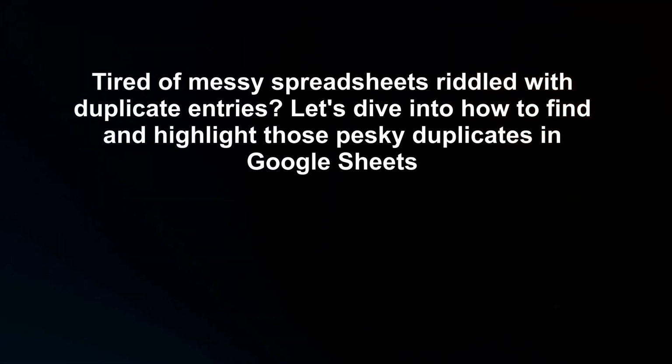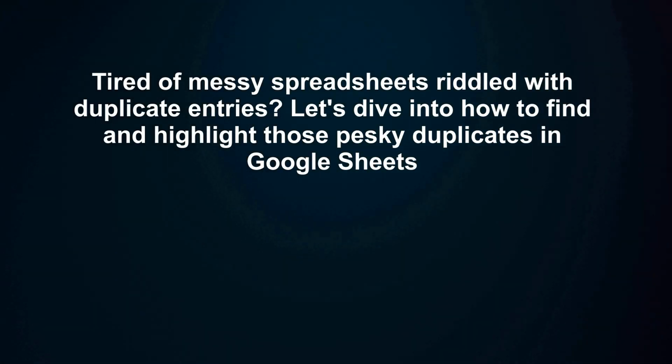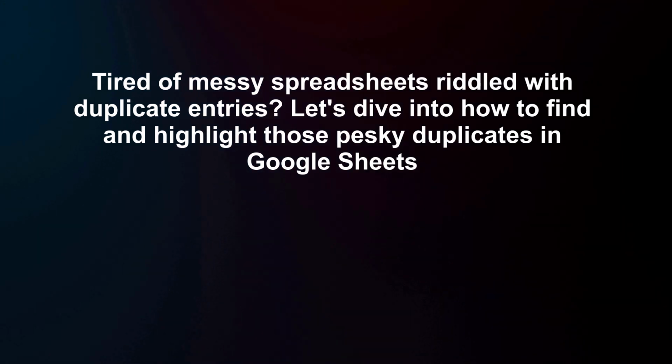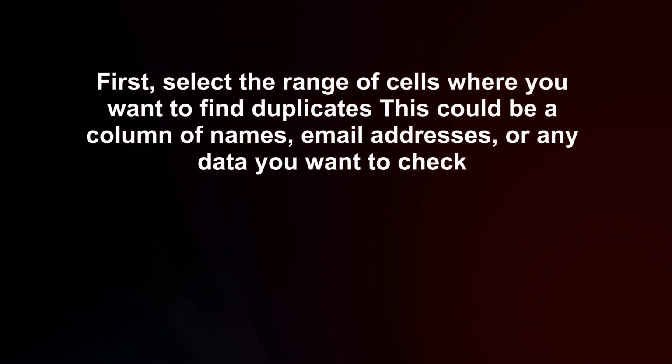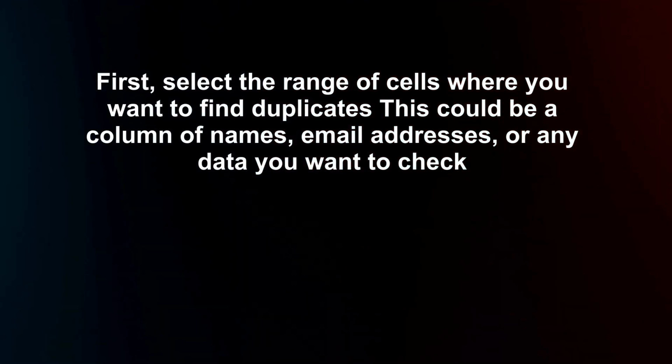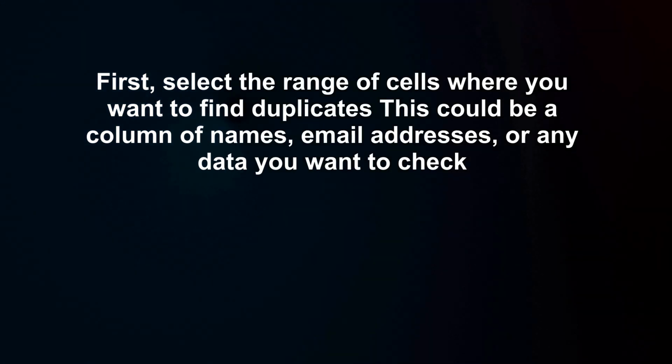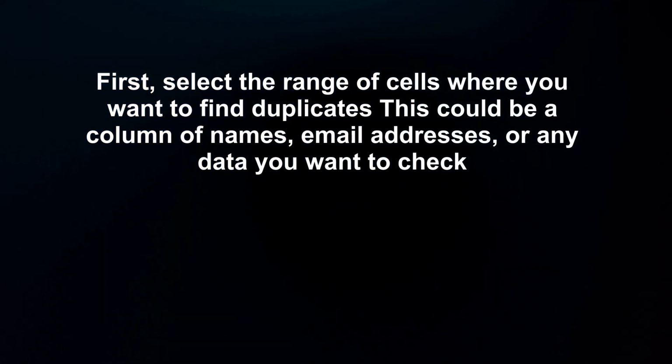Tired of messy spreadsheets riddled with duplicate entries? Let's dive into how to find and highlight those pesky duplicates in Google Sheets. First, select the range of cells where you want to find duplicates. This could be a column of names, email addresses, or any data you want to check.